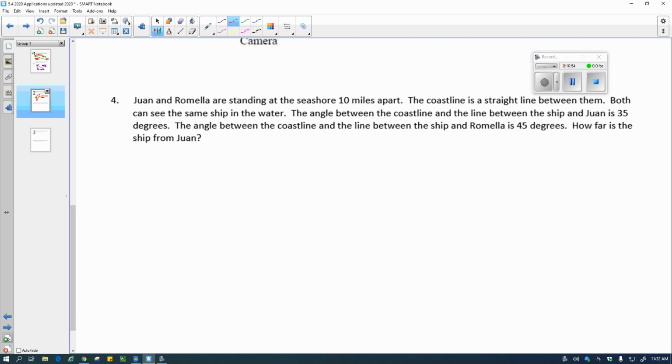So even though they don't have the picture drawn for me, I do have 3 pieces of information. I've got Juan, I've got Ramella, and I've got a ship. So I will do Juan and Ramella along that seashore. And I'll put the ship down here. Notice I didn't get very creative.